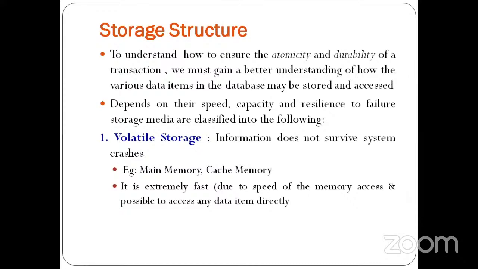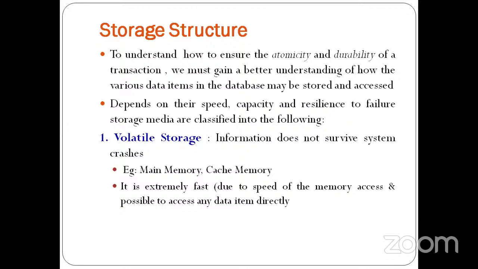Volatile storage is where the information does not survive even if the system crashes, meaning the information will be lost. Volatile storage includes main memory and cache memory. It is extremely fast due to the speed of memory access. Why is it volatile? Because if we want to retrieve any data, first the user will be storing the data in some hard disk or in a storage in the cloud, like that.